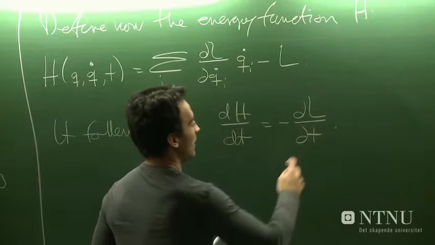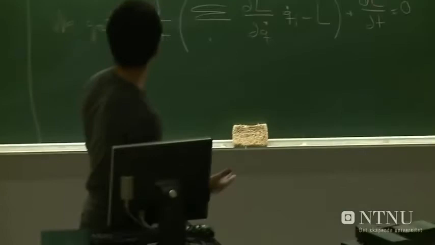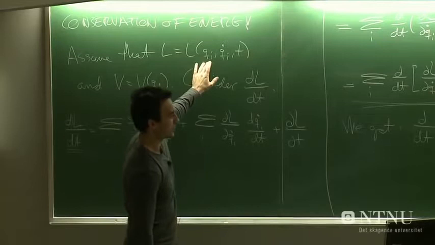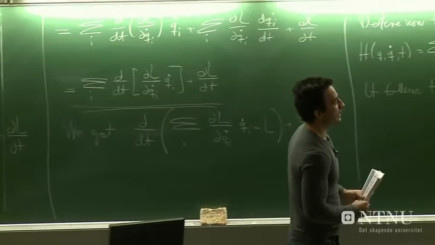So far, the derivation is pretty general. The only assumptions we made was to have a position-dependent potential and a quite general Lagrangian, which could depend on the generalized coordinates, their time derivatives, and possibly time. What we're interested in seeing now is what happens if we assume that Lagrangian is actually time independent.